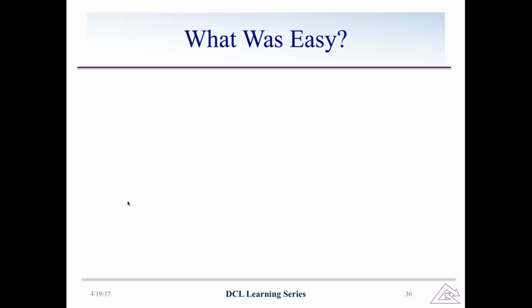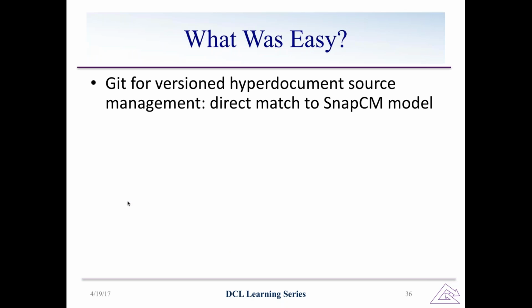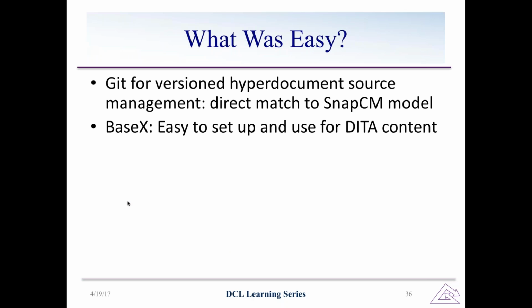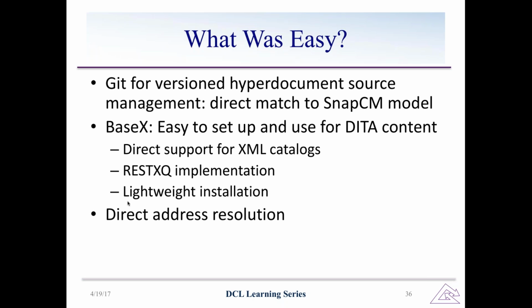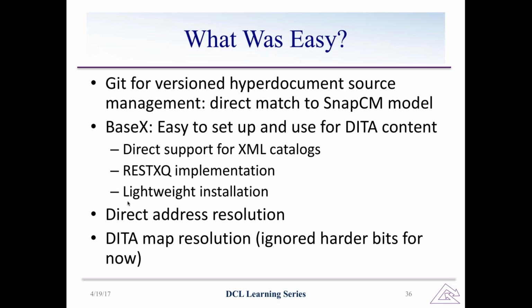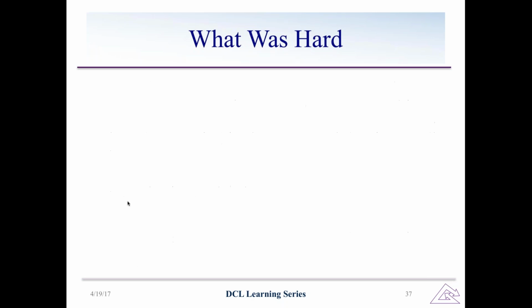All right. So what was easy? Using Git for the HyperDocument source management, that ended up really being easy, and that's why I took this route at all, because it would be easy. If it had been hard, I wouldn't have done it. Just because this is sort of a spare time, nights and weekends project. I chose BaseX because it was easy to set up. Direct address resolution, of course, was easy. Data map resolution was relatively easy, partly because I ignored the harder parts.